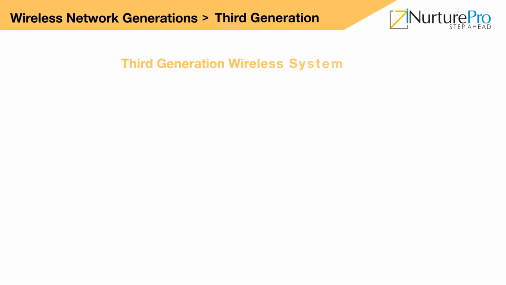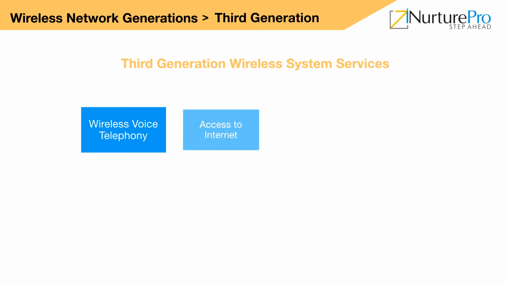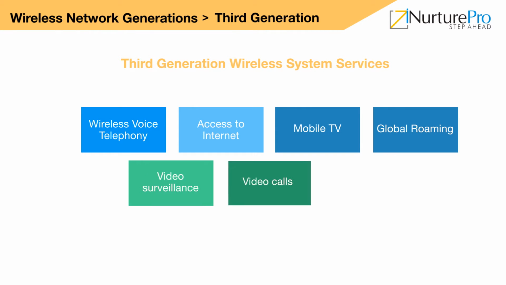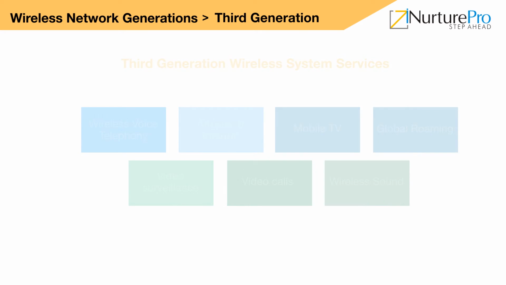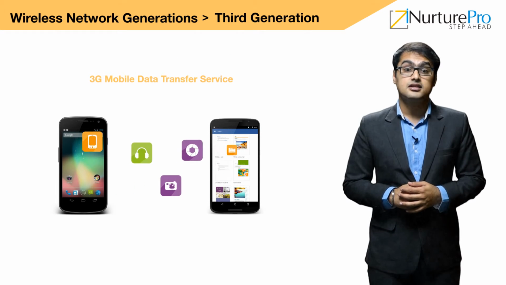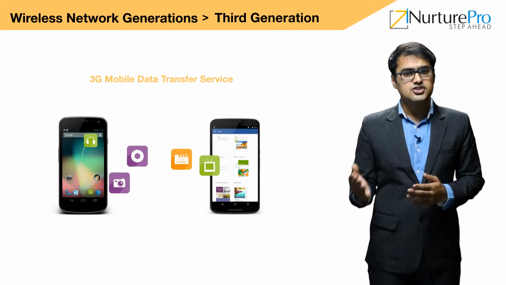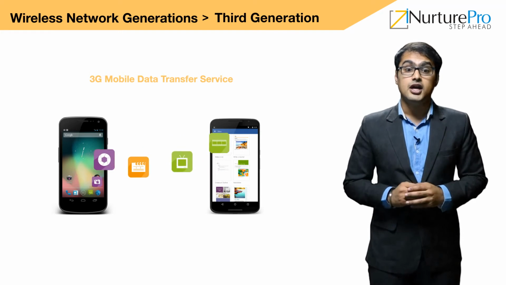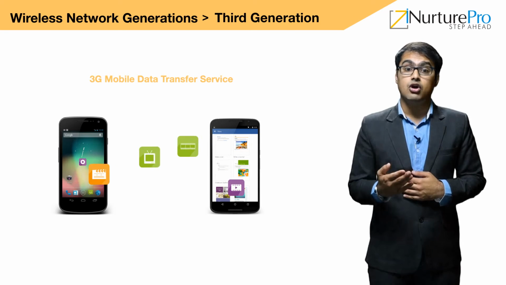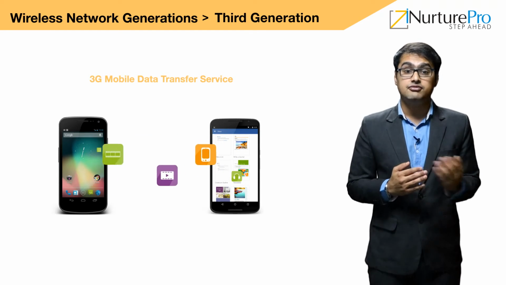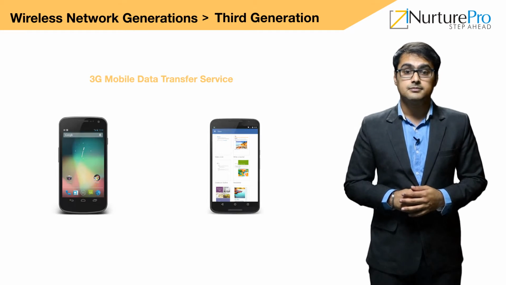The third generation wireless system offers services such as wireless voice telephony, access to internet, mobile TV, global roaming, video surveillance, video calls, and wireless sound. Further, they also provide mobile data transfer at a very high speed. Large size of data could be easily transferred through mobile internet connection. It also enabled streaming of audio and video files between individuals residing at different geographical locations.